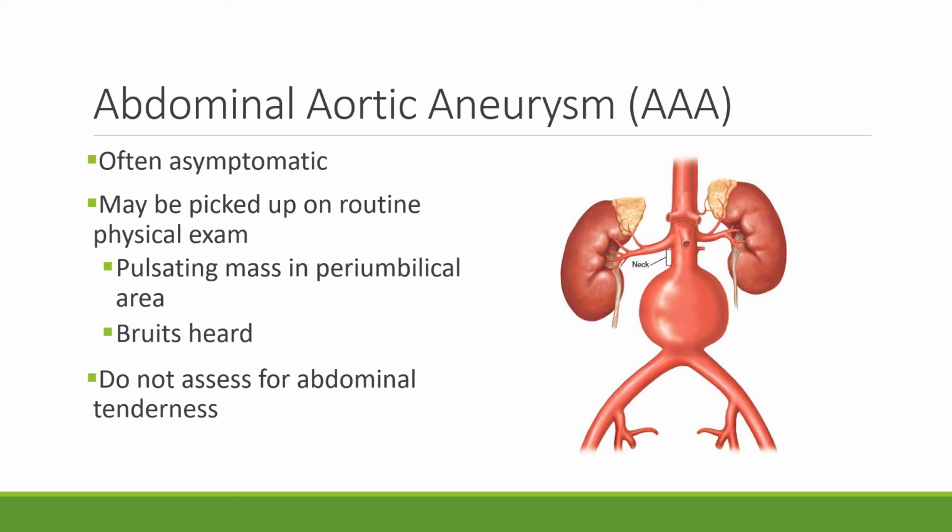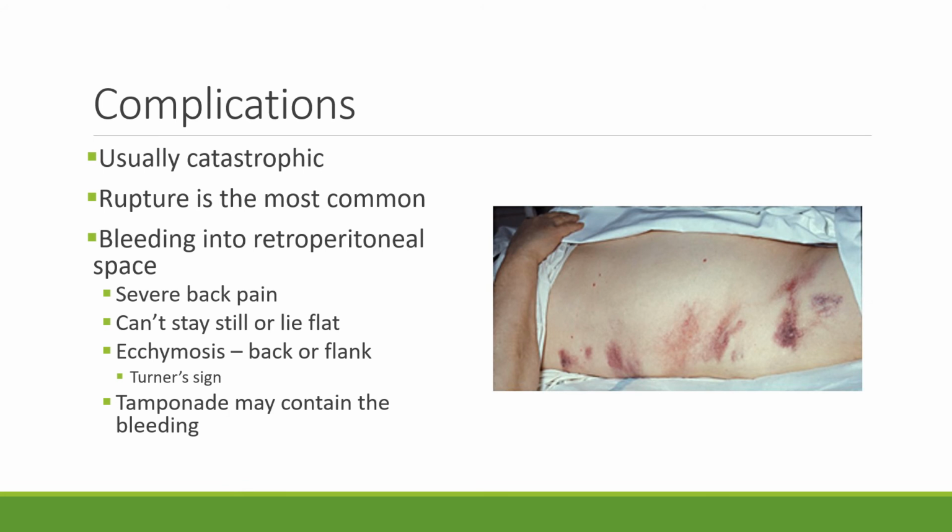If you encounter a pulsatile mass in the periumbilical region, you are not to assess the abdomen for tenderness, because this could lead to rupture. Rupture is usually catastrophic. Aneurysm rupture is the most serious complication. If rupture occurs into the thoracic or abdominal cavity, patients can die from massive hemorrhage.